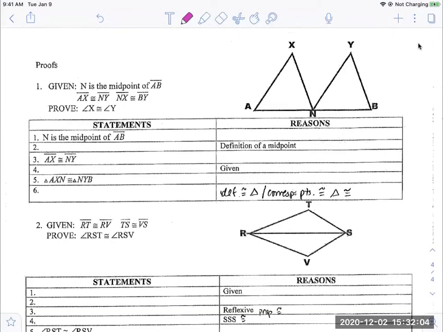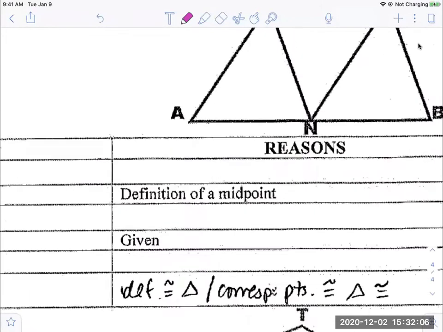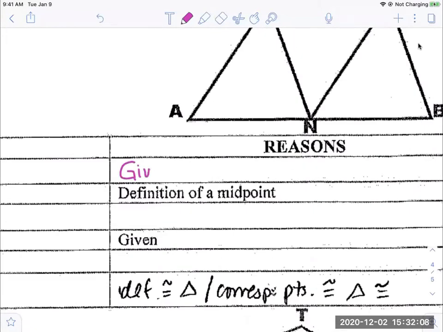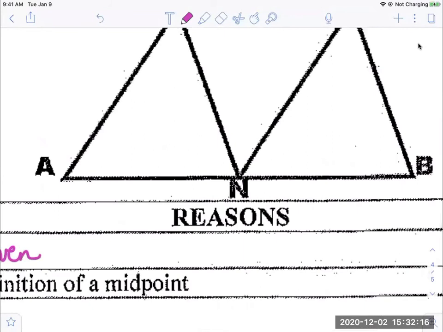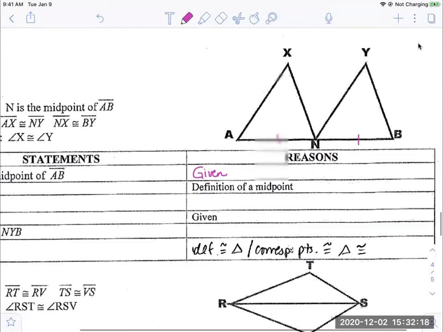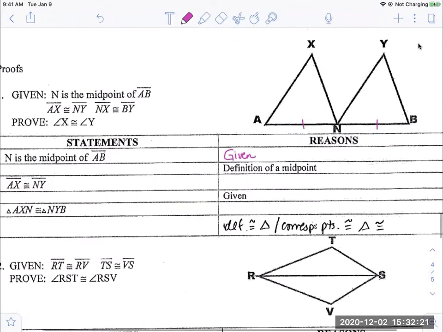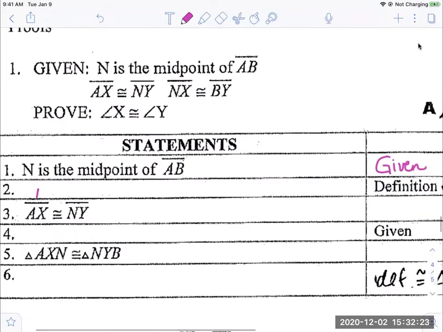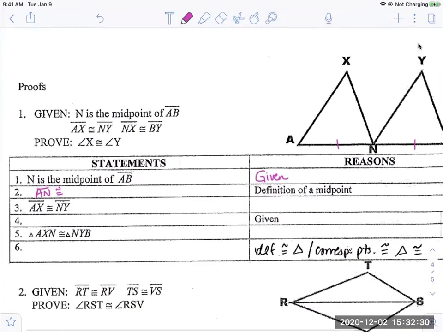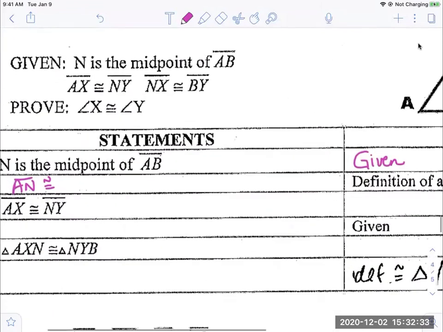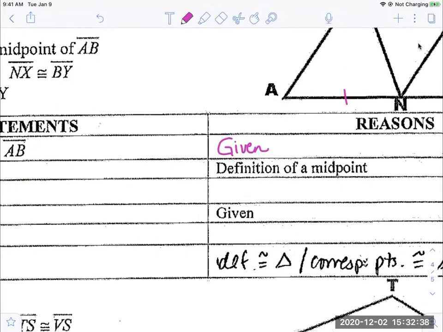On the next proof, we're given that N is the midpoint of segment AB. That's given. Well, definition of midpoint. What is a midpoint? What does that mean? Okay, a midpoint divides a segment into two congruent parts. That's going to tell us that those two pieces are congruent. So segment AN is congruent to segment BN. And probably NB. Definition of a midpoint. Okay.